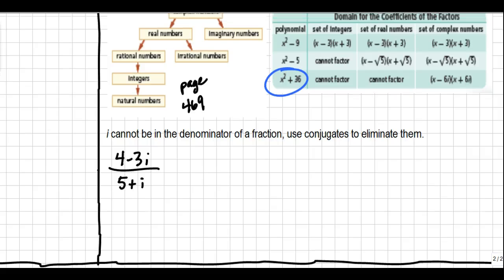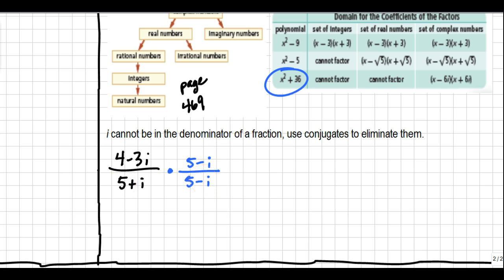Our last topic for today is dealing with imaginary numbers on the bottom of a fraction. When you see that happening, that i cannot stay in the denominator of the fraction, so you have to use a conjugate to get rid of it. The conjugate of the bottom is what you use, so in this case the conjugate of 5 plus i, which is 5 minus i. Make sure you multiply that on the top and the bottom. The top and the bottom need to be the same in order for this to work.